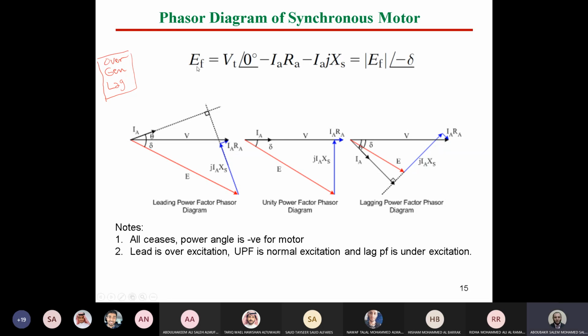However, EF will be changed according to our control. We can control the excitation voltage by means of the field current. And we will discuss this, inshallah, maybe in the next two slides or so.